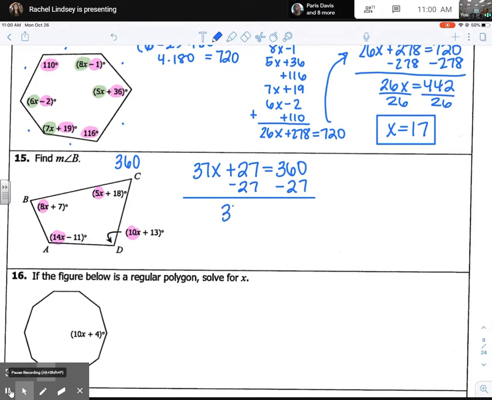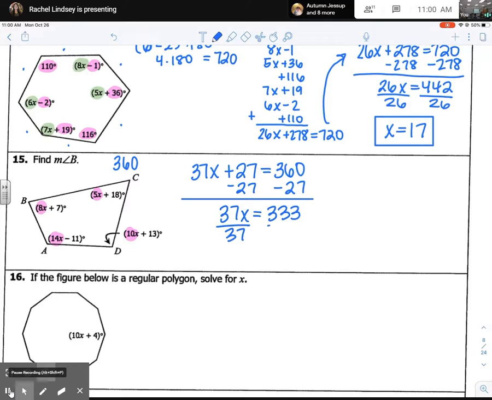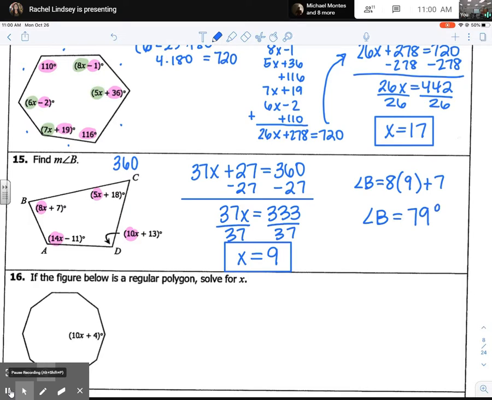Now 37x equals, what's 360 minus 27? 333. Then what am I going to do to both sides? Divide by 37. So what does x equal? x equals 9. Am I done yet? No, I've got to find angle B. So to find angle B, I'm going to do 8 times 9 plus 7. Eight times 9 is 72. What's 72 plus 7? 79. So angle B is 79 degrees.